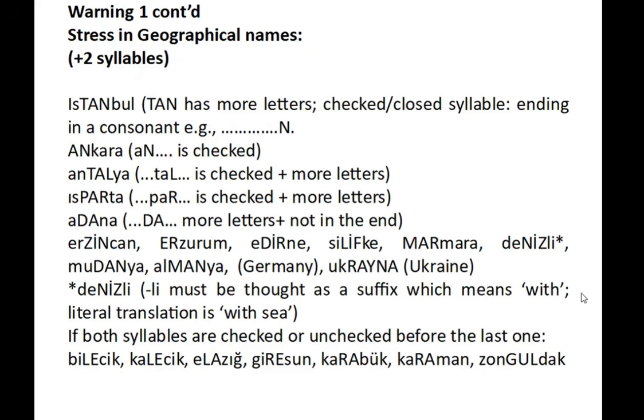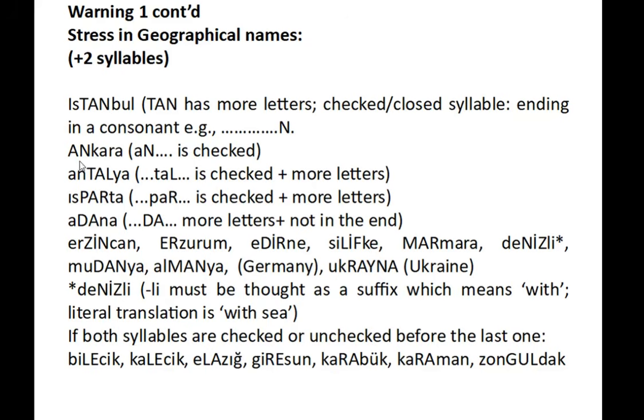And stress in geographical names is continuing here. Istanbul. Tan has more letters. It's a checked, or closed, syllable. What does it mean? The syllable ends with a consonant. Tan is longer, as you see. Is has two letters. Tan has three letters. Bul has three letters, but it's at the end, so we don't look at that. We compare these two syllables, and this one has more letters, and the syllable is closed. It means ending in N.